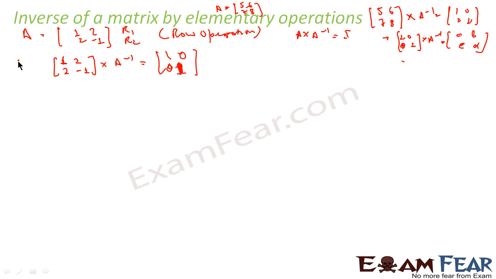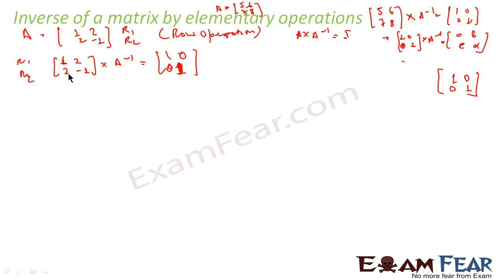Second thing, since this is R1 and this is R2, I can try to make this one 0, because my final target is 1 0 0 1. This is already 1. This guy is 2, and I have to make it 0. How can I make it 0? R2 is nothing but R2 minus 2 times R1. So this becomes 2 minus 2 into 1, which is 0. That is the target I have now.